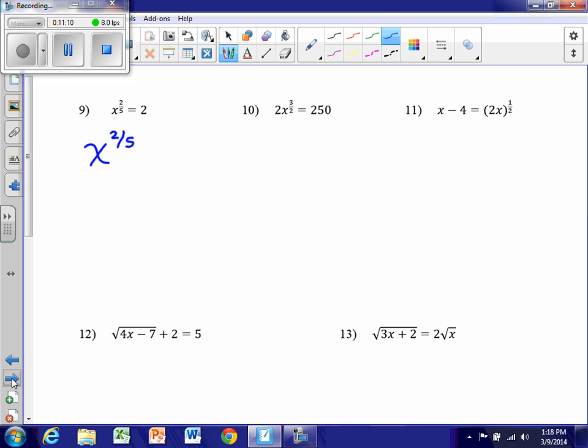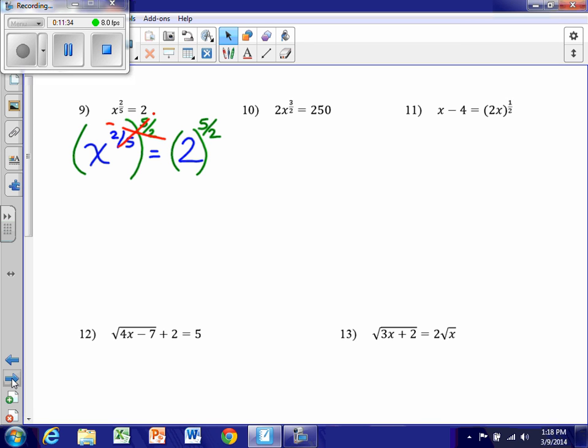But to get rid of the 2/5, because it's a fraction, I'm going to raise it to the reciprocal. And remember, in algebra, when you do something to one side, you have to work it on the other. So the reciprocals basically cross each other out. And I'm left with x equals 2 raised to the 5/2.